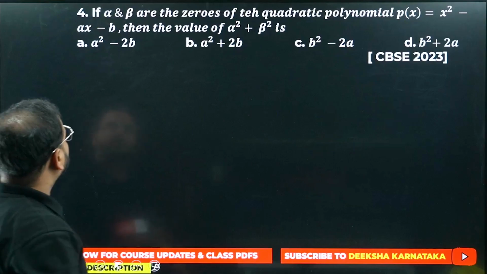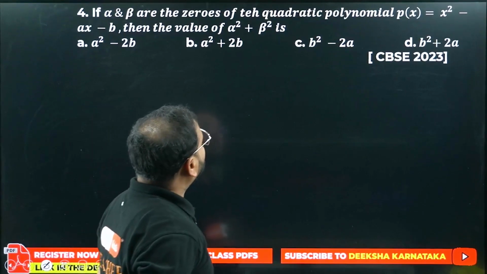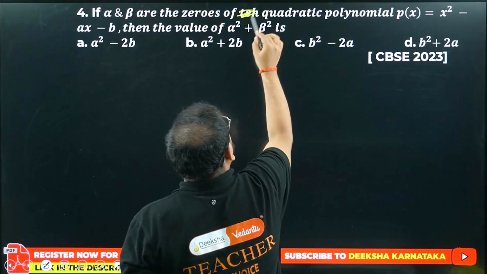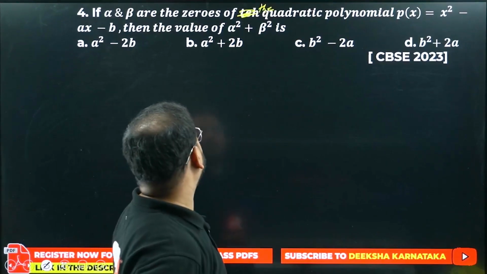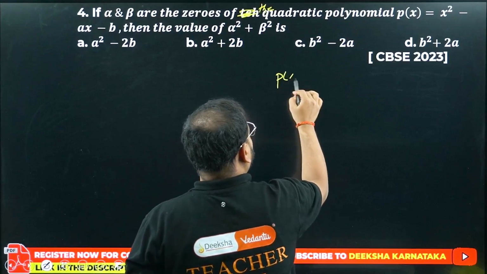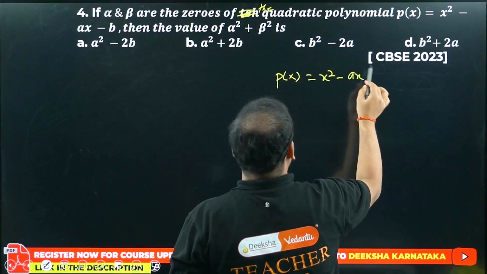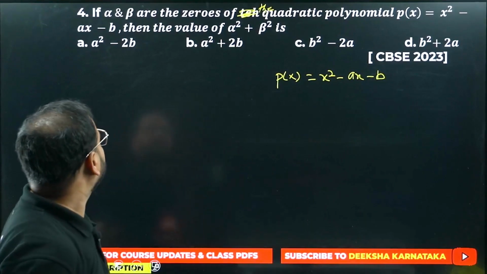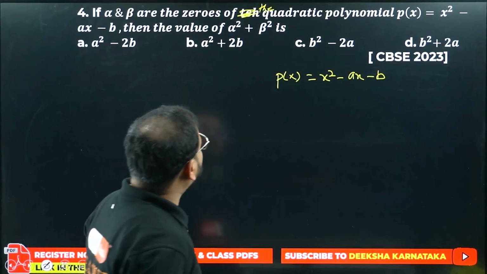Chaliye. Moving on. If alpha and beta are the zeros of the quadratic, okay, this is typing mistake from my side. The quadratic polynomial Px equals to x square minus ax minus b. Let's write it here. Px equals to x square minus ax minus b. Okay, x square minus ax minus b. All right. Then find the value of alpha square plus beta square.